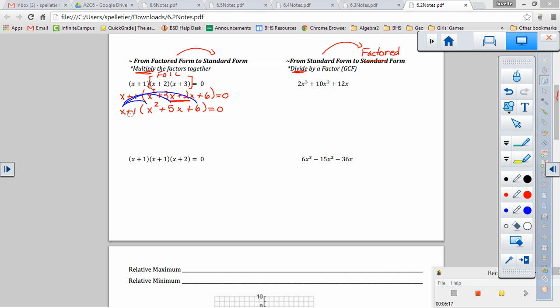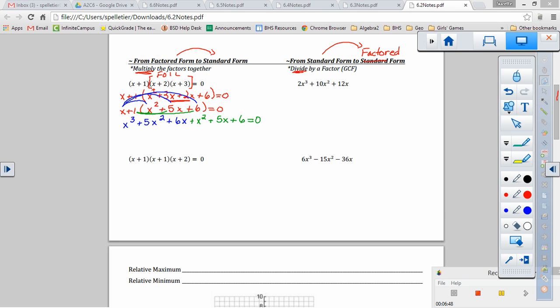So x times x squared is x to the third. X times 5x is 5x squared. And x times 6 is 6x. Okay? Then I'm going to take the 1 and distribute it. 1 times this, 1 times this, 1 times this. So 1 times x squared is x squared. 1 times 5x is 5x, and 1 times 6 is 6.